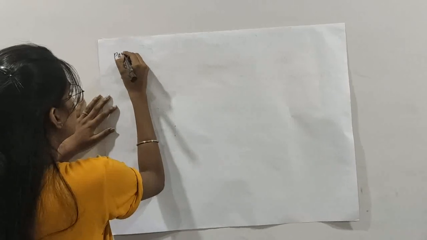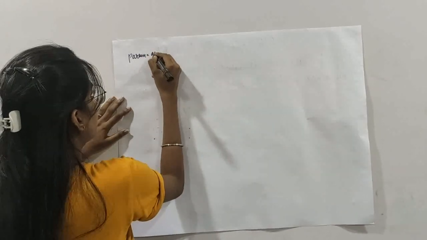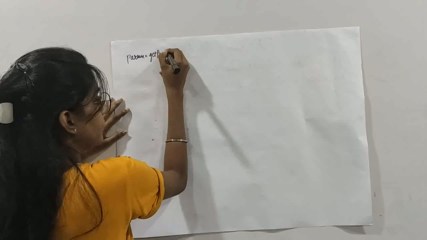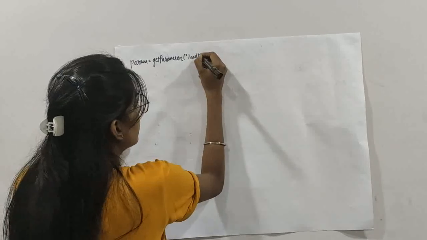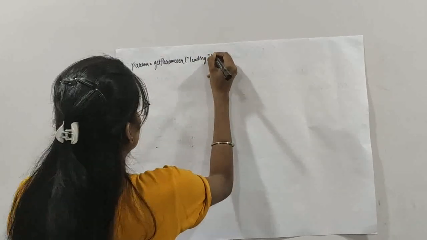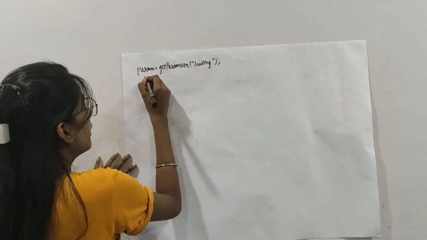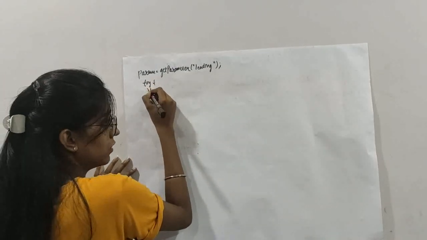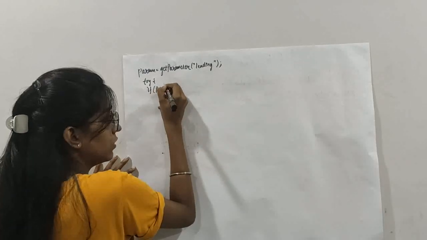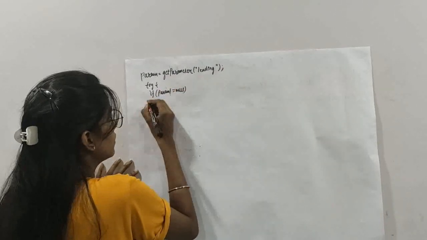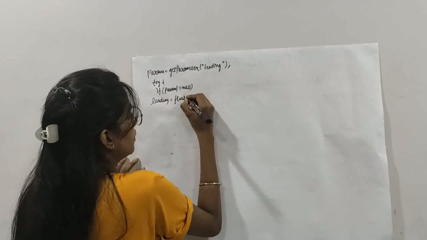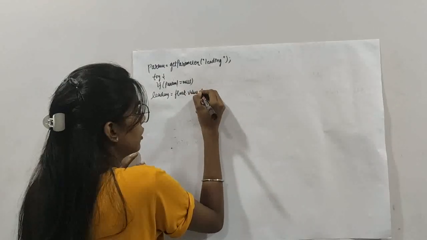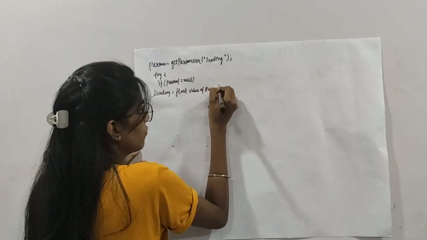Similarly for leading, as leading is a float, param equals getParameter leading. Here we also want to apply the same concept. Try: if param is not equal to null, leading equals Float.valueOf(param).floatValue.